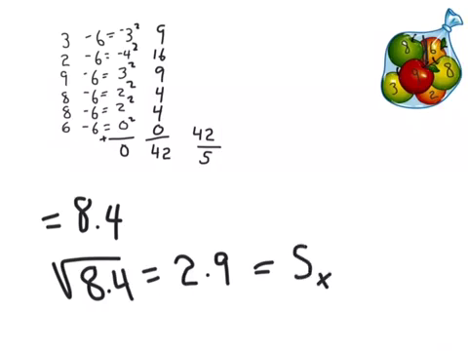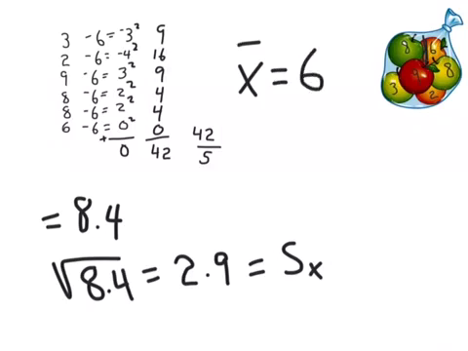Now that means that we used every single part of our data. So what that means is if we had the average of 6 for all the apples, each individual apple basically has an average difference in ounces from the mean of about 2.9. So that may be a little bit confusing right now, but that's essentially what standard deviation means.